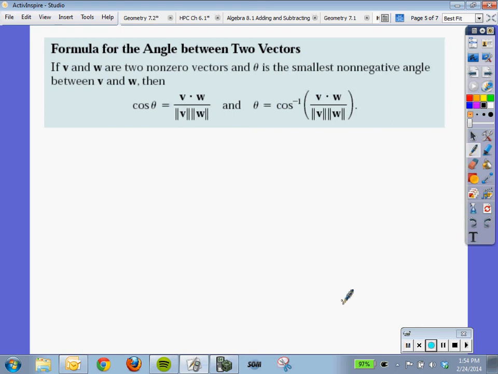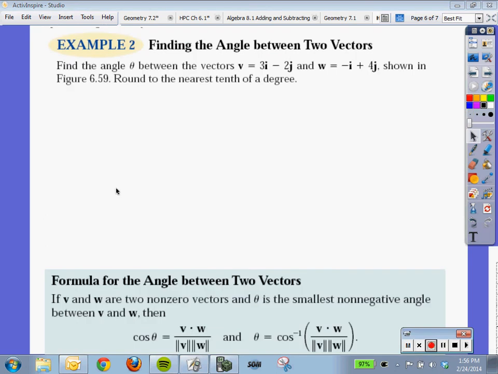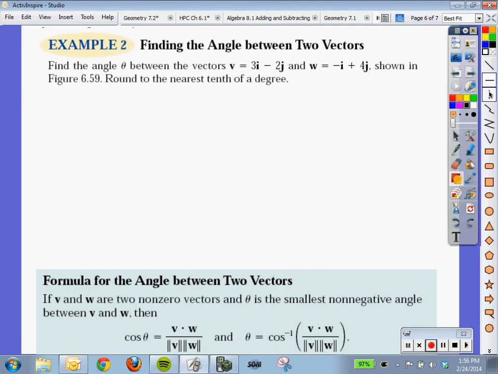The angle between two vectors is found by taking the dot product of those two vectors, dividing by the magnitudes of those two vectors multiplied, and then taking the inverse cosine of that ratio. That will give you the angle between two vectors. So, in example 2, we want to find the angle between these two vectors shown here. Actually, we're going to draw them together. I had the picture, but I figured it's better for us to draw together.